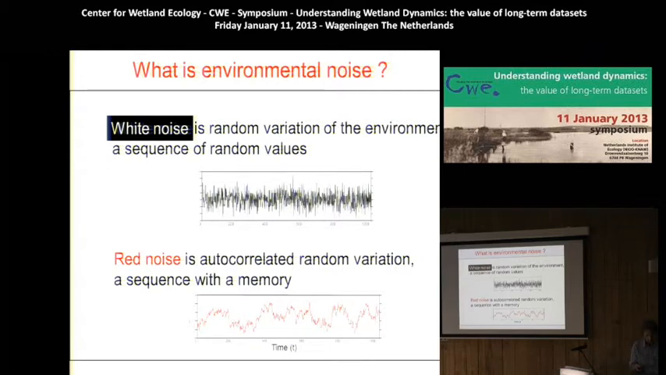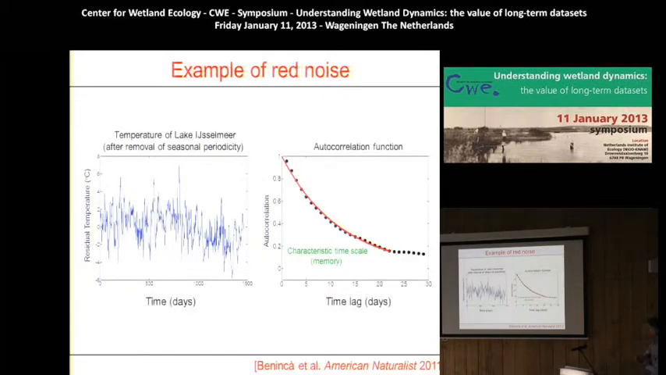So what is environmental noise? Well, white noise is just random variation of values. But very often environmental noise is not white noise, it's so-called red noise. And red noise is the case where we have random variation but with a memory. And I can explain this best by the temperature fluctuations. So temperature may fluctuate up and down and it might look random, but of course the temperature of today is still correlated with the temperature of yesterday, because it takes a bit of time to cool down or to heat up a lake. So there's a memory effect there.